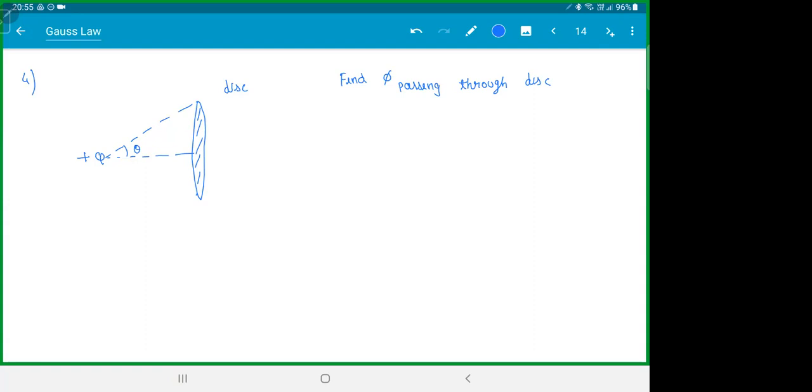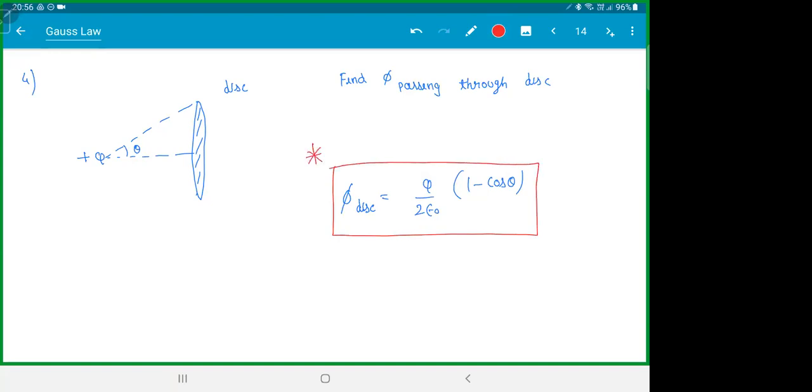What is the answer for this? It's a good one, people. You have a point charge Q at a certain distance. It is making an angle theta with the upper part of the disk. Find the flux passing through the disk. This result is more important. Remember the result. Let me show you how it is done. Q by 2 epsilon times (1 minus cos theta). This is the flux passing through the disk.